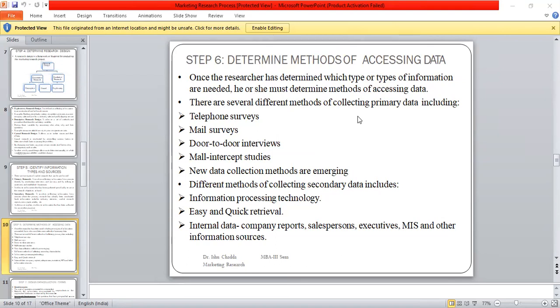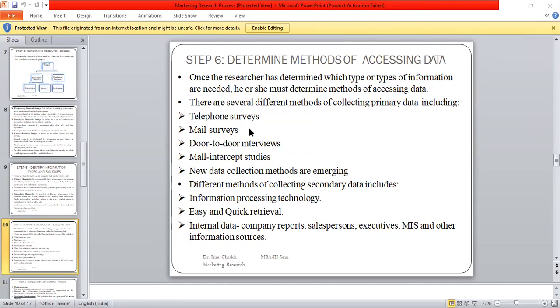There are several different methods of collecting primary data that include telephonic survey, mail survey, door-to-door interviews, mall intercept studies, and new data collection methods are emerging. Different methods of collecting secondary data include information processing technology, easy and quick retrieval, internal data, that is company reports, secondaries, salespersons, executives, MIS, and other information sources.